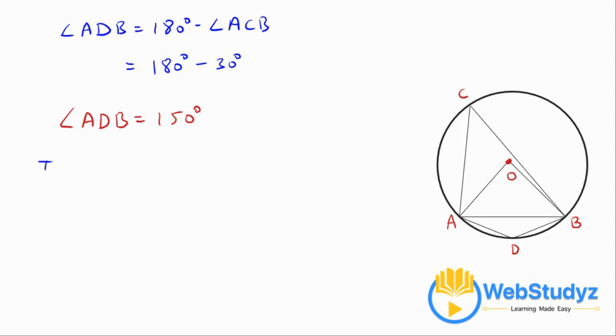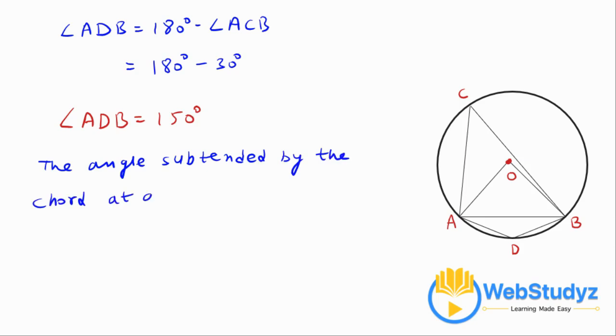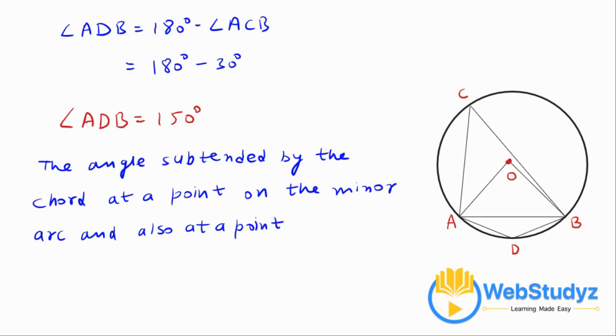So we can say that the angle subtended by the chord at a point on the minor arc and also at a point on the major arc is of 150 degrees and 30 degrees respectively.